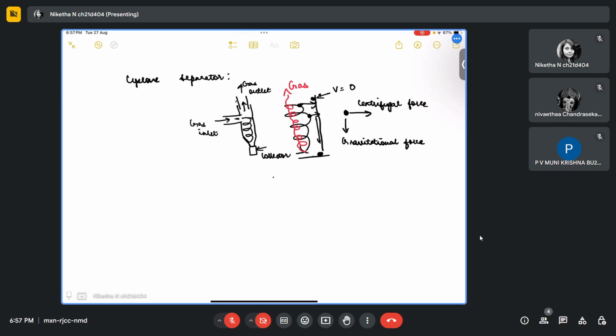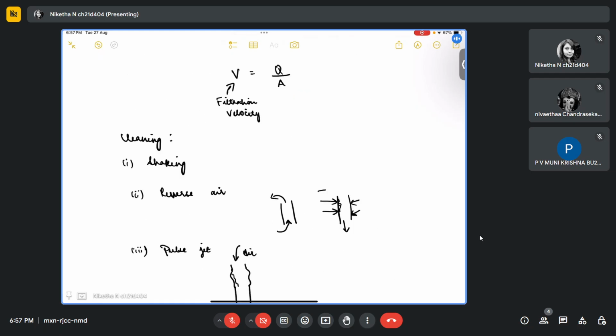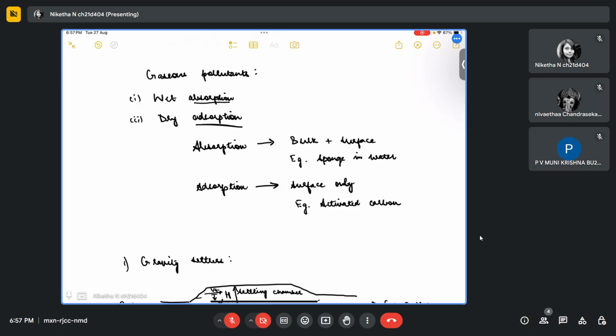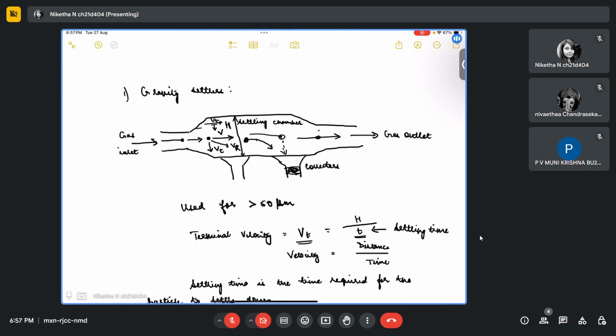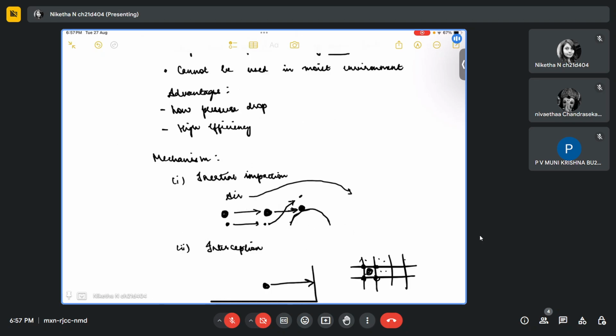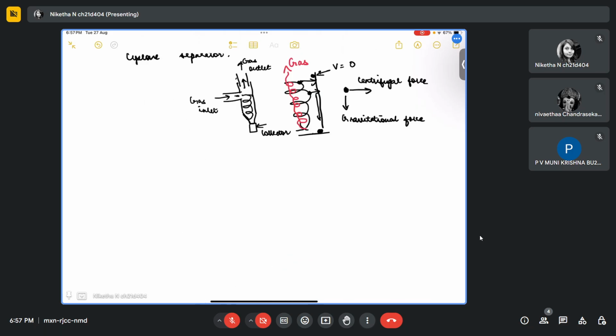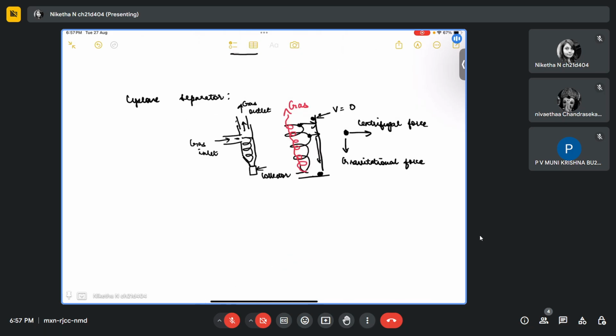So again, like how we saw in gravity settlers, where we had a horizontal velocity and a vertical velocity, and then we had a resultant velocity. Similarly here also, we will be having tangential velocity, which is v theta. So v theta by r is 18 mu g into vr by dp square into rho p.